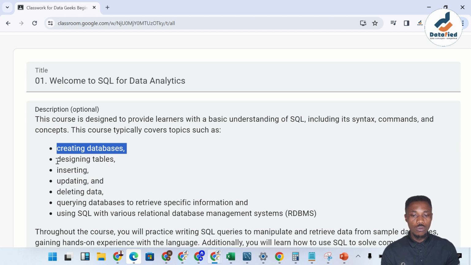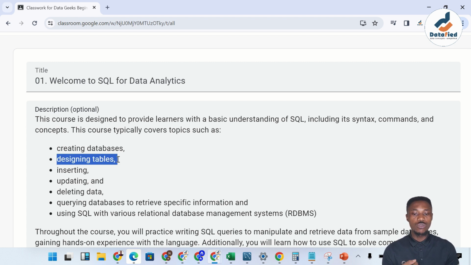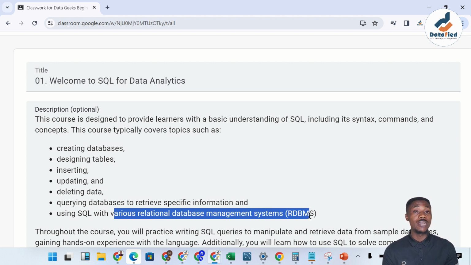Yeah. So next we'll move on to designing tables. So you also learn how to design tables, how to create relationships, how to create some constraints and other interesting connections between tables. Also, you learn how to insert records or update your tables. Inserting and updating tables. You also learn how to delete data from a database. Then fundamentally, we shall learn how to query databases to retrieve specific information, and how to use SQL with various relational database management systems.